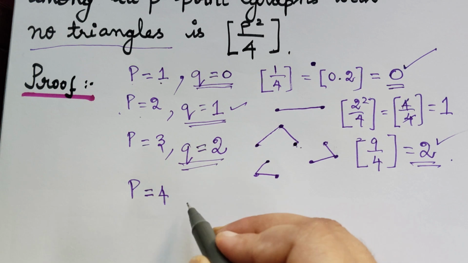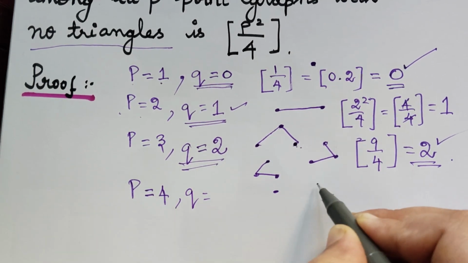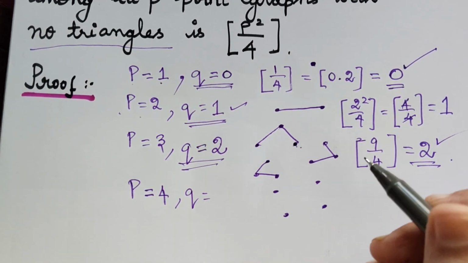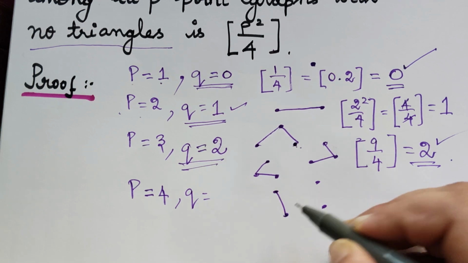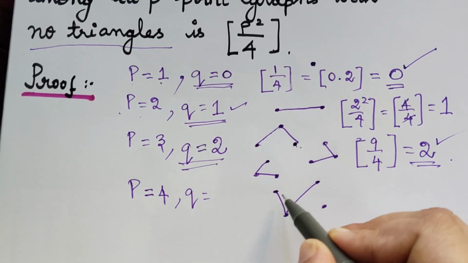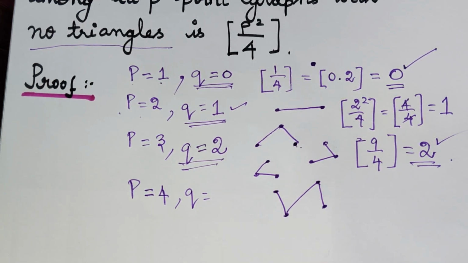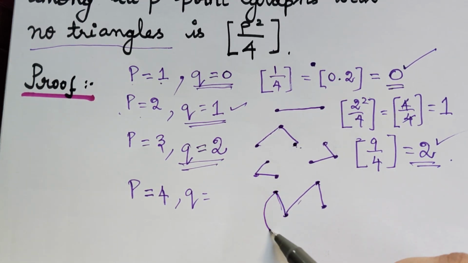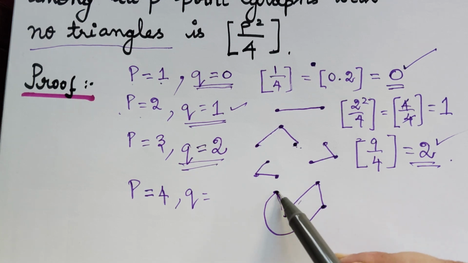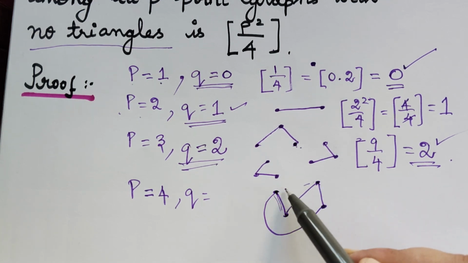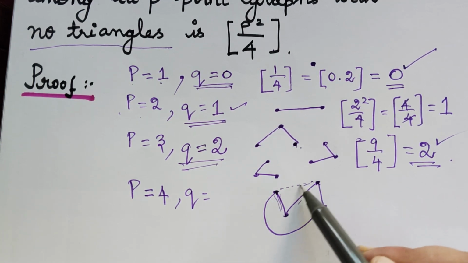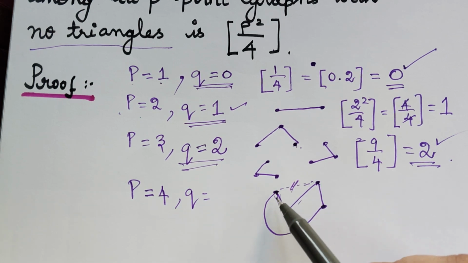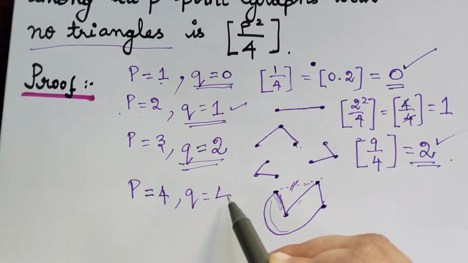Now for P equal to 4, we will see what Q is. So you will have P equal to 4 points. For the maximum number of edges, it can be like this, it can be like this, and it can be like this. And if you see, there are 3 edges, and it can be like this also with these points. But you cannot join like this because it will form a triangle. If you join like this, it will form a triangle. So you cannot do that. So what is the maximum number of edges possible? 1, 2, 3, 4. So the maximum number of possible edges is 4.